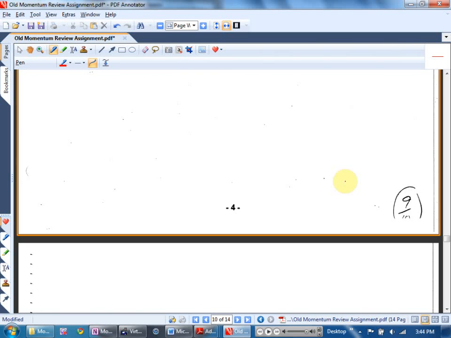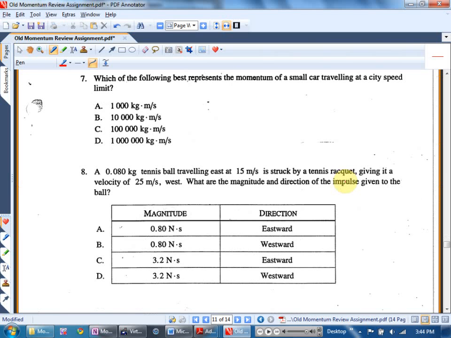Number 7. On the provincial and on some of my tests, I've tried to, in the notes, whenever possible, remember I think we did a baseball, a bicycle rider, and a car, and we tried to figure out what would hurt, what would injure, and what would kill. I think we called it pain, injury, and death. So what would the momentum be of a car? Well, momentum is what times what? Mass times velocity. Now, city speed limit, what is city speed limit? 50 kilometers per hour, please.